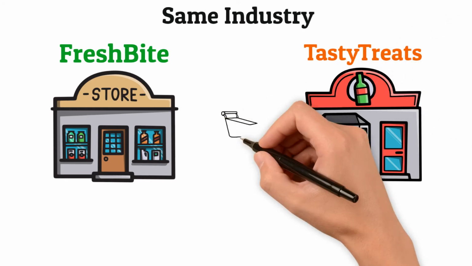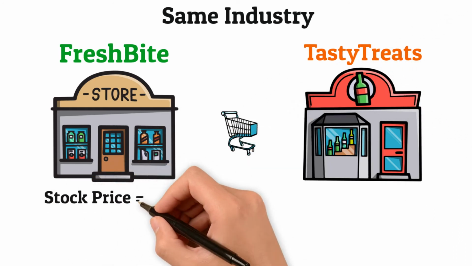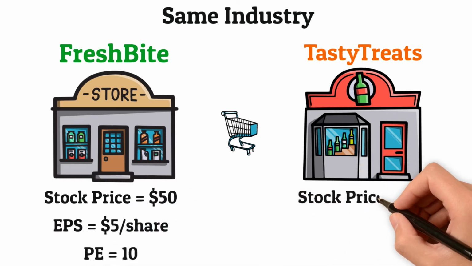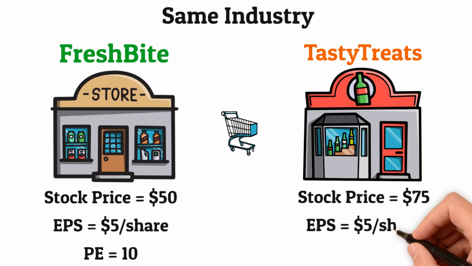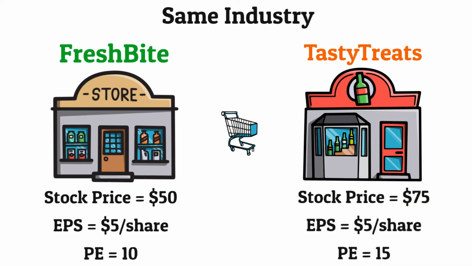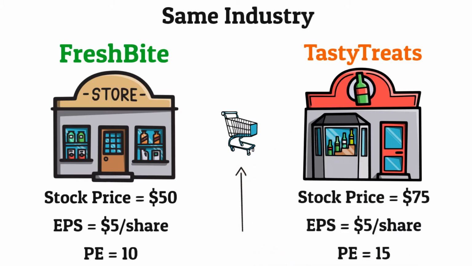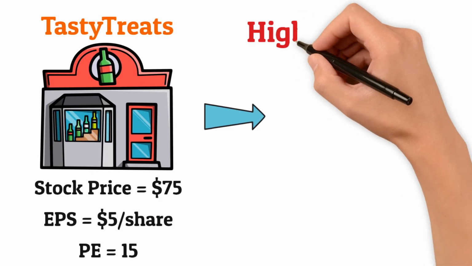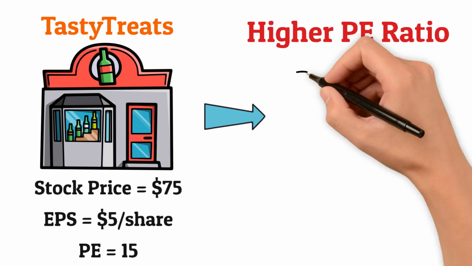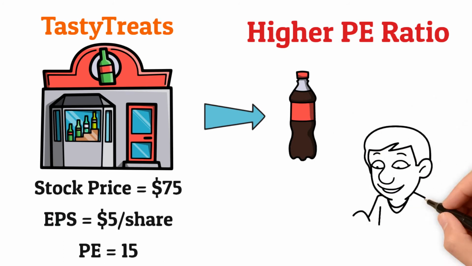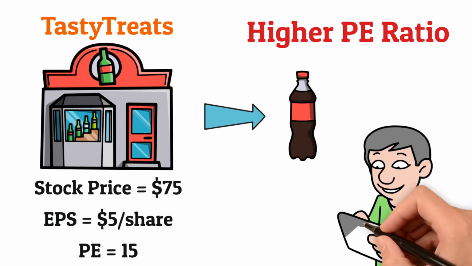Freshbite, with a stock price of $50 per share and earnings per share of $5 and a PE ratio of 10. And Tasty Treats with a stock price of $75 per share, earnings per share of $5 and a PE ratio of 15. Both companies are profitable and operate in the same industry, selling similar types of products. However, Tasty Treats has a higher PE ratio because investors expect it to grow faster in the future. Perhaps it has a new product line or a more innovative marketing strategy that gives it an edge.